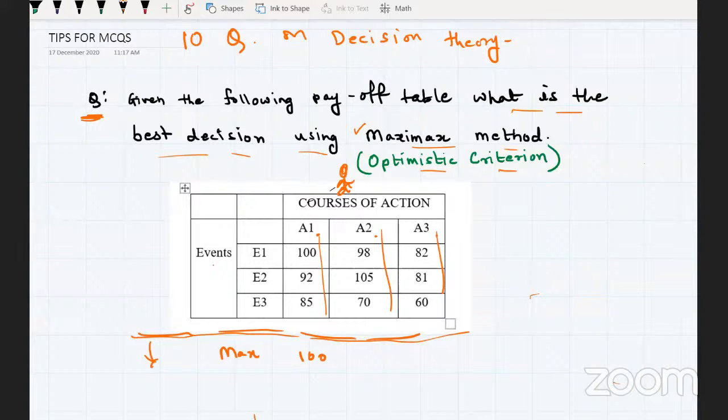It is 100. Then you look at A2 vertically, who is the maximum value? 105. Please don't answer unless and until I ask you to answer. Okay. Then you have A3. What is the maximum value over here? 82. Okay. So this line is written in your notebook, and then your name is Maximax.